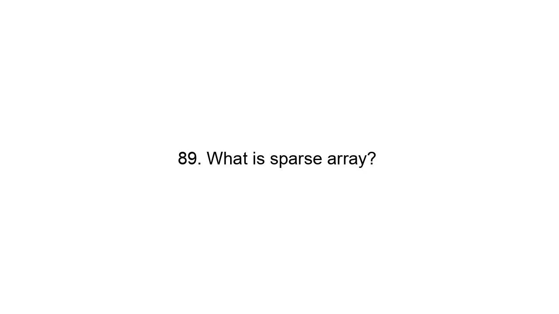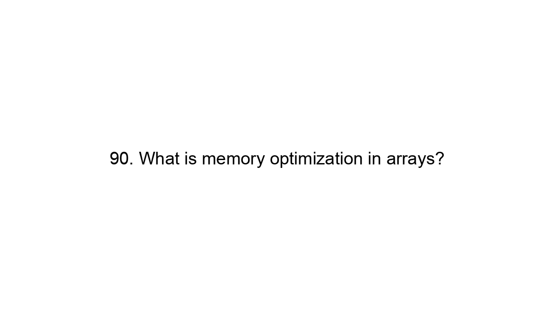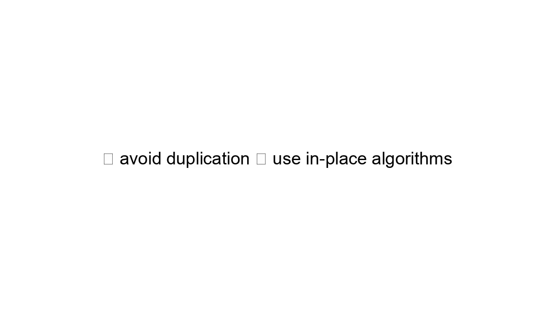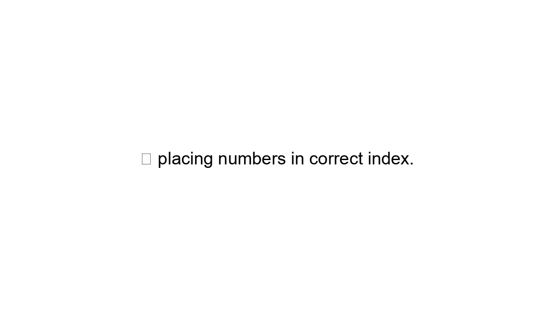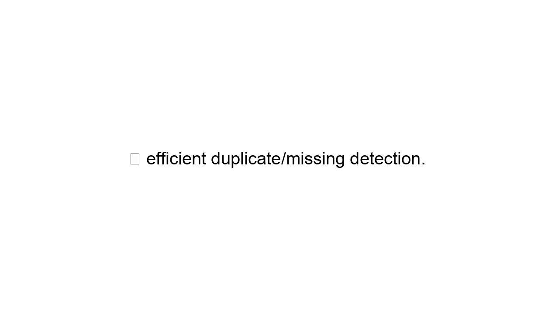89. What is sparse array? Array with mostly empty values. 90. What is memory optimization in arrays? Avoid duplication, use in-place algorithms. 91. What is stable versus unstable operation? Stable means preserve order. Unstable means does not. 92. What is cyclic sort? Placing numbers in correct index. 93. What is missing number problem? Finding missing element in sequence. 94. What is XOR trick in arrays? Efficient duplicate, missing detection.